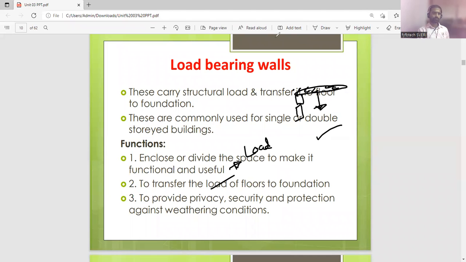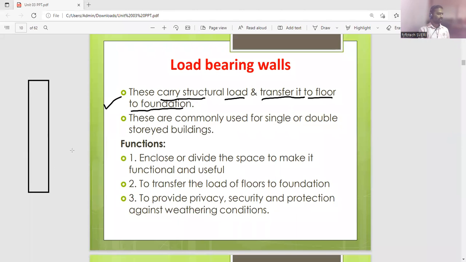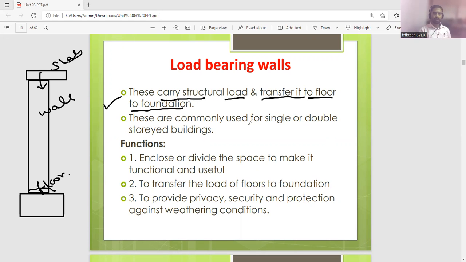See, load bearing walls carry structural load and transfer it to the floor, to the foundation. When you consider a building, this is the building wall. On this wall there is a slab, the slab is resting on the wall. So it carries structural load. The slab load comes on the wall, and the wall transfers it to the floor, then the floor to the foundation. This is the foundation.